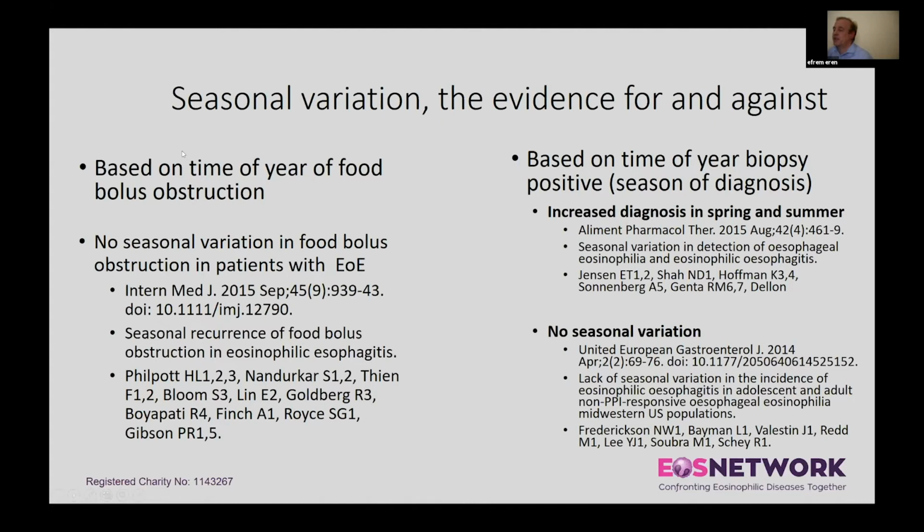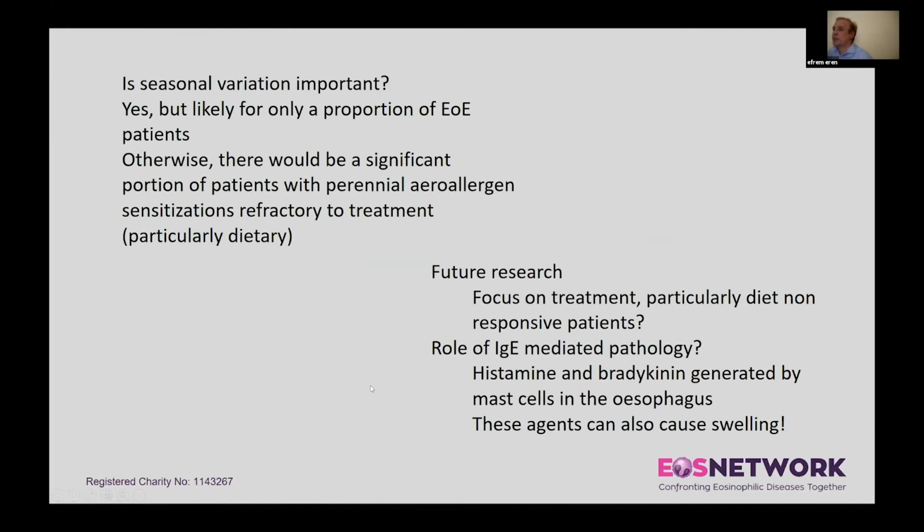with a diagnosis of EoE, thinking that maybe we'll see more seasonal variation from increased diagnosis in the spring versus other times. And one paper showed, yes, we saw more seasonal variation in diagnosis, but another paper didn't really find that. So not so clear cut. So is seasonal variation important? Well, my personal view is probably it is, but only for a certain subgroup of patients with EoE, not all of them.